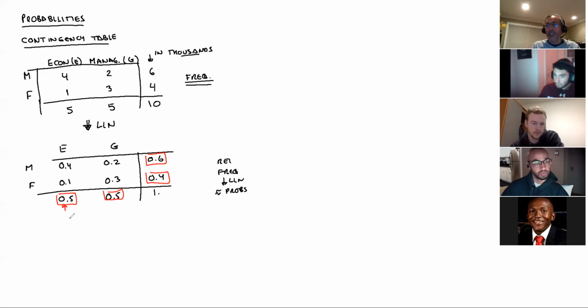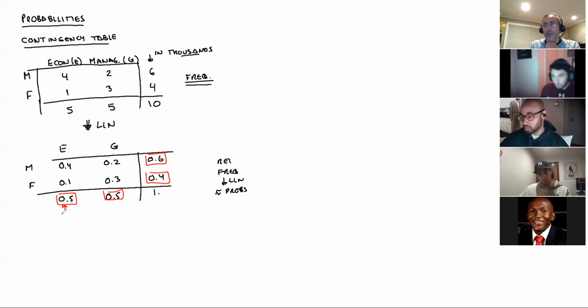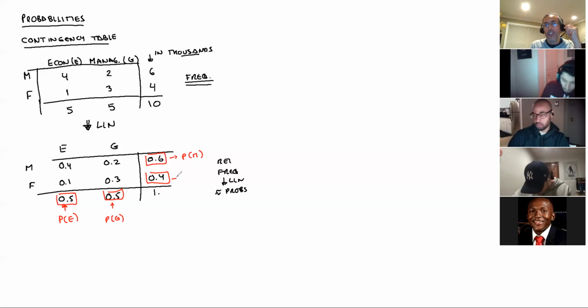So for example, what does this 0.5 represent? The games are very simple. Imagine, guys, that you have these 10,000 individuals. Then you close your eyes and pick one randomly, right? So what is the probability that this individual you select randomly is an economist? What is the probability of that? 0.5, exactly. So this indeed represents the probability of randomly selecting one individual that is an economist. This is the probability of an individual being a manager. This is the probability of an individual being a male. And this is the probability of an individual being a female. Got it? So all these external probabilities are called marginal probabilities.